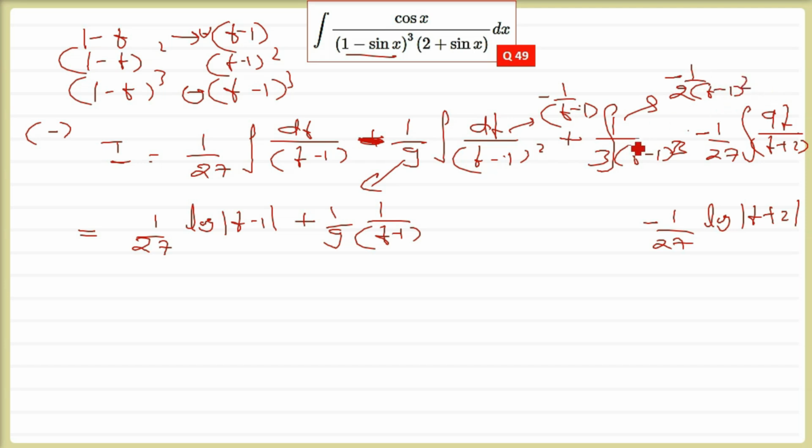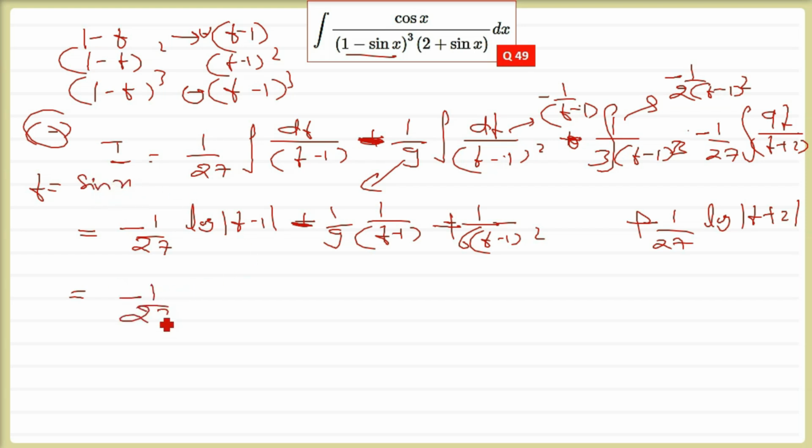When you integrate it, it will be x to the power n plus 1 by n plus 1 kind of thing. So this will be -1 by 2 into 3 becomes 6 t minus 1 whole square. Now just change the sign, as I told you that this negative has come out because of this t minus 1 and t minus 1 whole cube conversion. So the only thing remaining is the replacement of sin x in place of t. So I'm writing the final answer, -1 by 27 log, it will be sin x minus 1.